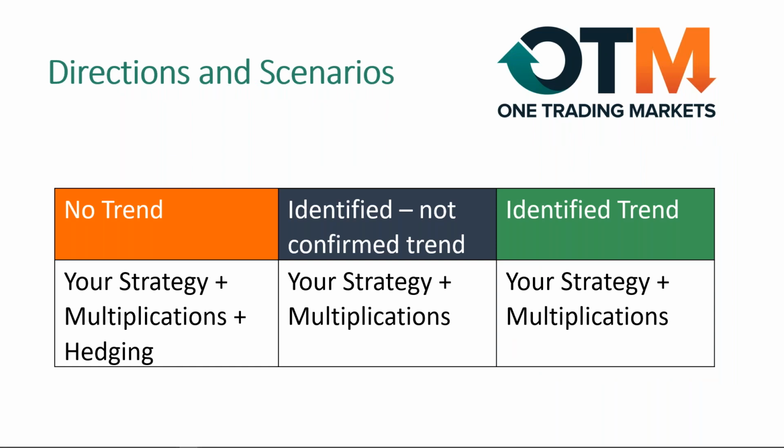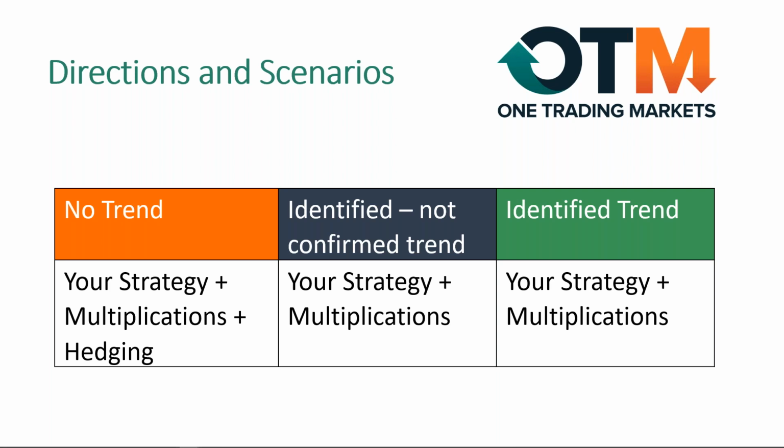We all know that markets move in trends. Trends mean the market overall is moving up or down, or sometimes sideways. So when you have an identified trend, you can use your strategy for entering, using any indicators that you're using, to enter the position or to enter the market in any position. Multiplication will follow in case the market goes against you.